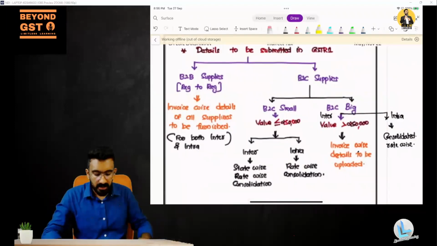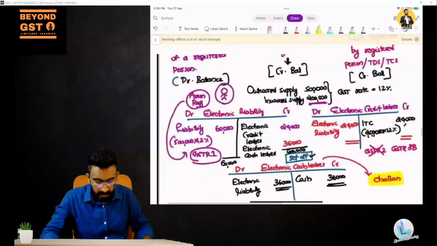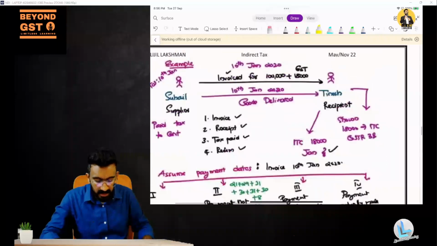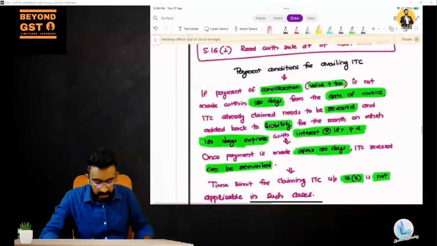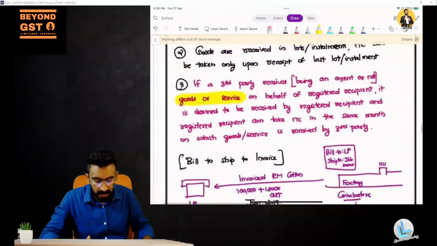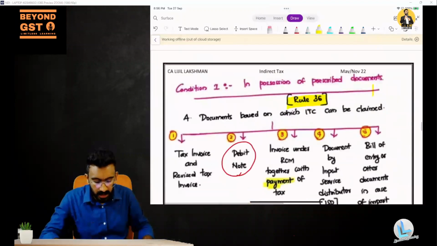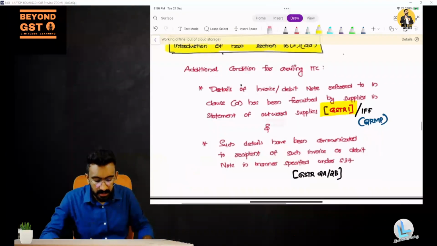Now, this has been introduced as section 16(2)(aa). Earlier, even if it is not uploaded, they could take additional 5% credit. Now that is not there. That 5% extra credit is gone. Now only how much credit you have in your 2B, that is all you can take.